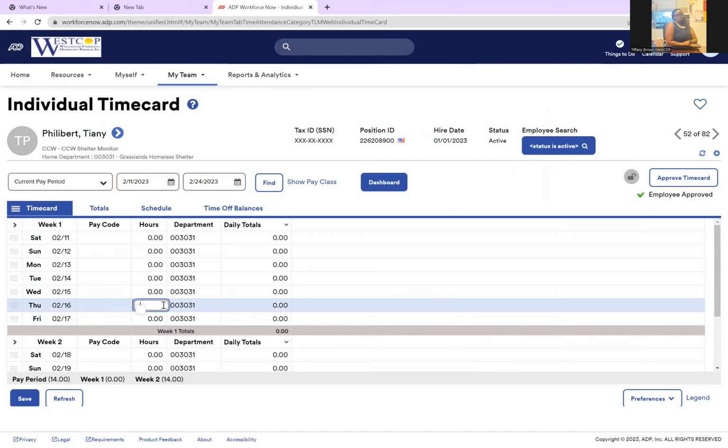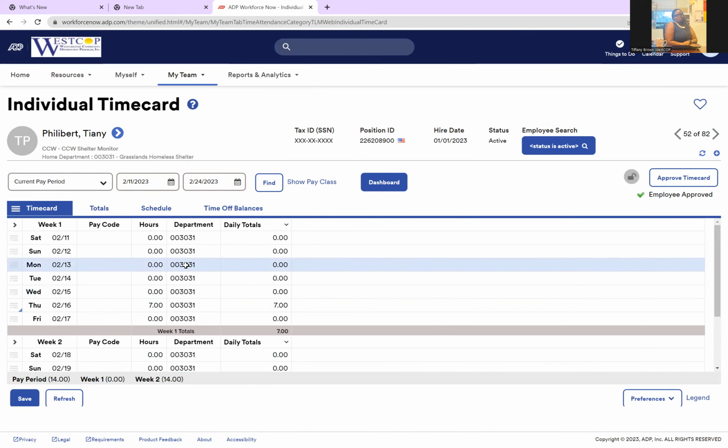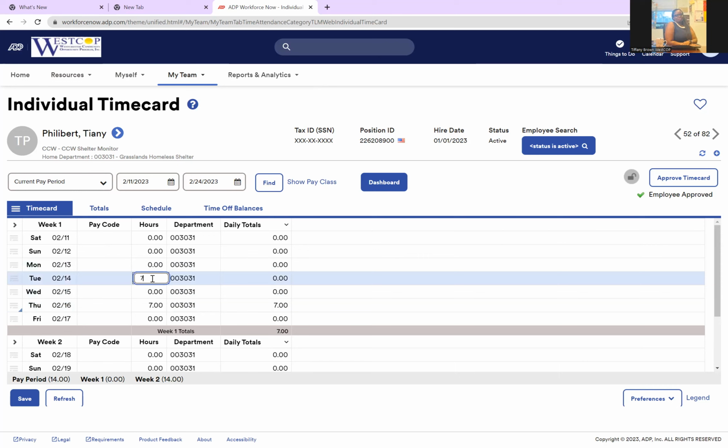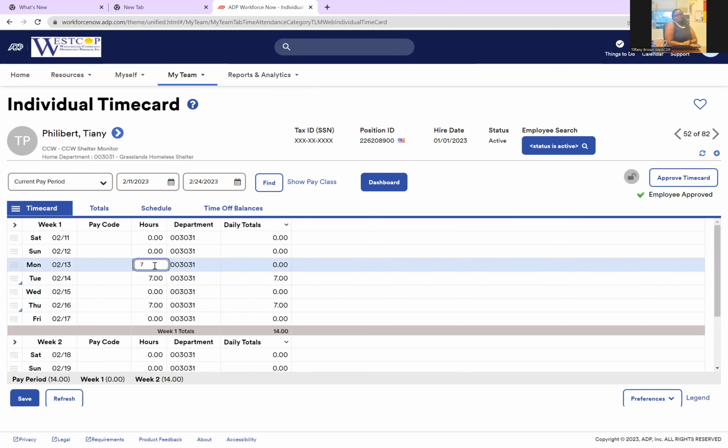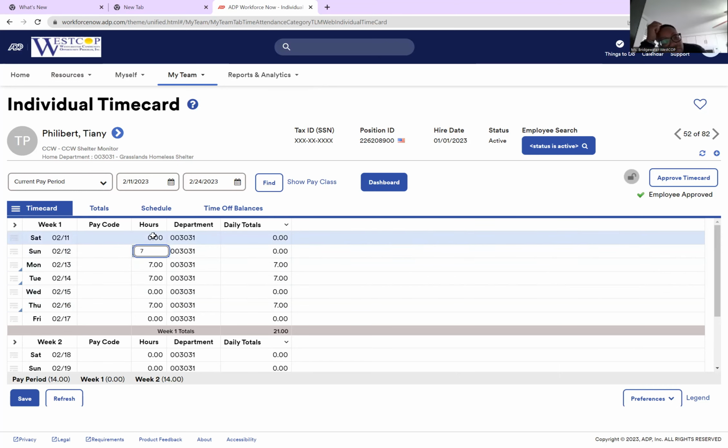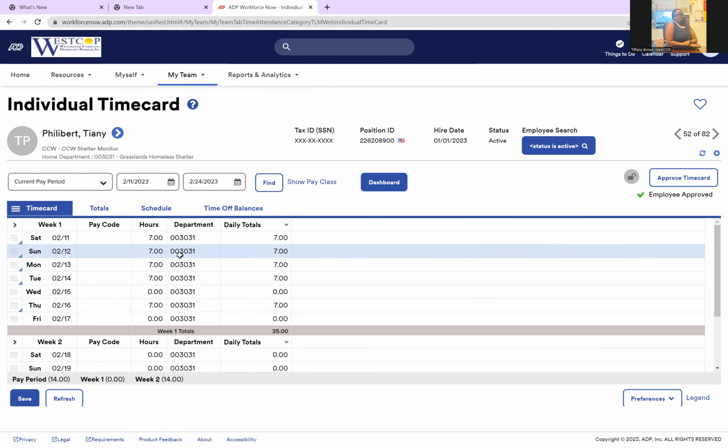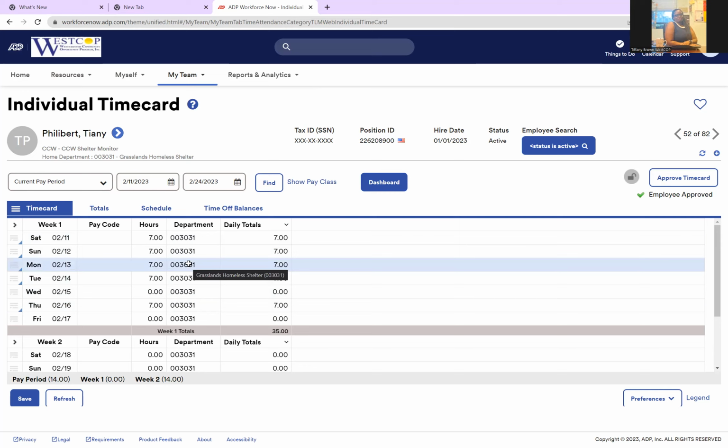She gets 3 days of bereavement, right? So we're going to still put the time in. 7, Tuesday, 7, 7, 7. You said Wednesday and what day? Wednesday and Friday. 7, right? So now for the first week, we have her in for 35 hours, right? But we know she did not work 35 hours. She was out the entire week, correct? That is correct.